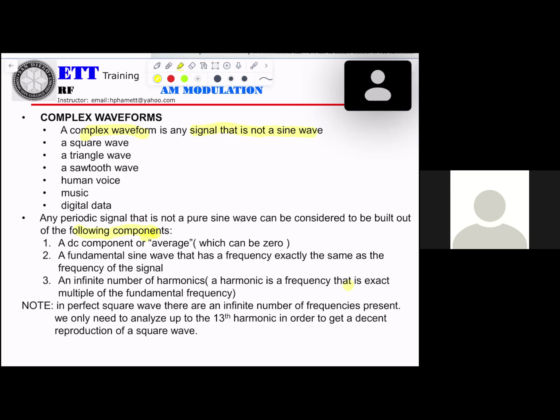In a perfect square wave, there are an infinite number of frequencies present. We only need to analyze up to the 13th harmonic. They can go forever. However, for our work, we will only go up to the 13th harmonic to get a decent reproduction of the square wave.